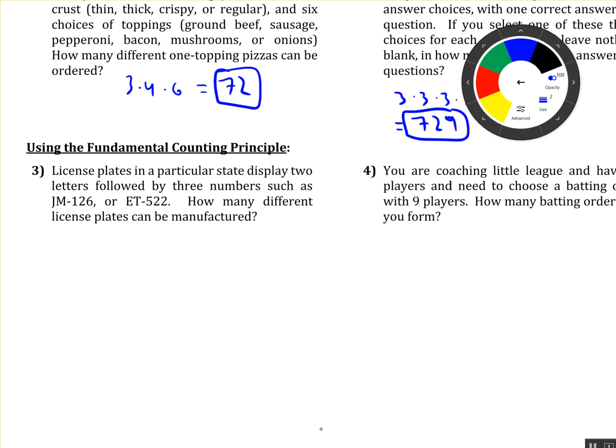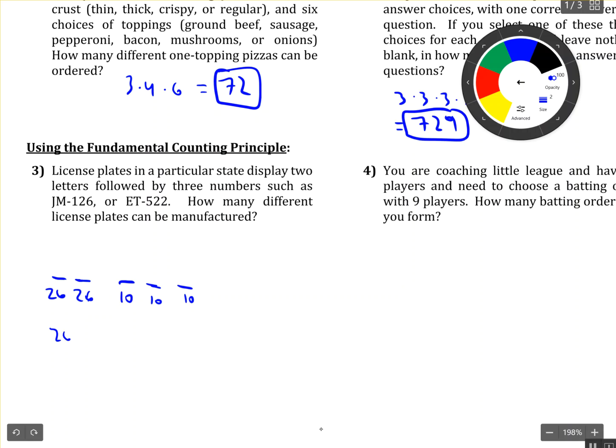License plates in a particular state display 2 letters followed by 3 numbers, such as JM126 or ET522. How many different license plates can be manufactured? If we assume that we can repeat letters and everything like that, a lot of times when I'm doing this, I'll write it out with blanks. I'll think I have 26 options for that first blank, 26 options for that second blank, and then let's assume it can be 0, 0, 0, so that would be 10 options, 10 options, and 10 options, because 0 through 9 for each of them.